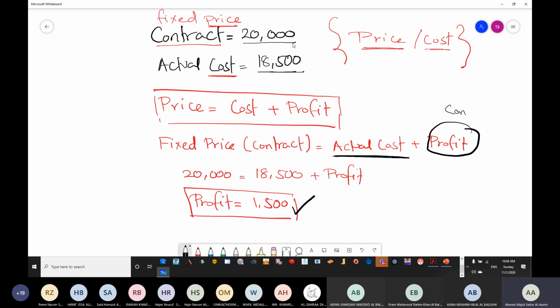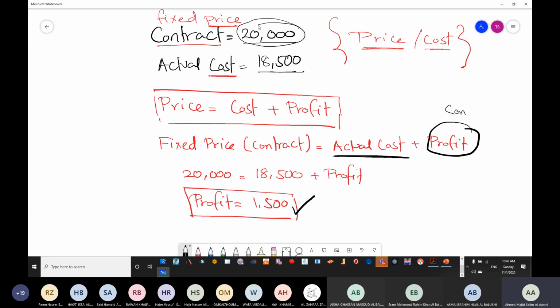Okay. So in this method, you are knowing the price from the beginning. As an owner, you are knowing how much is to be paid from the beginning, right? Do I know before how much is to be paid? Okay. So I have signed the contract for 20,000.